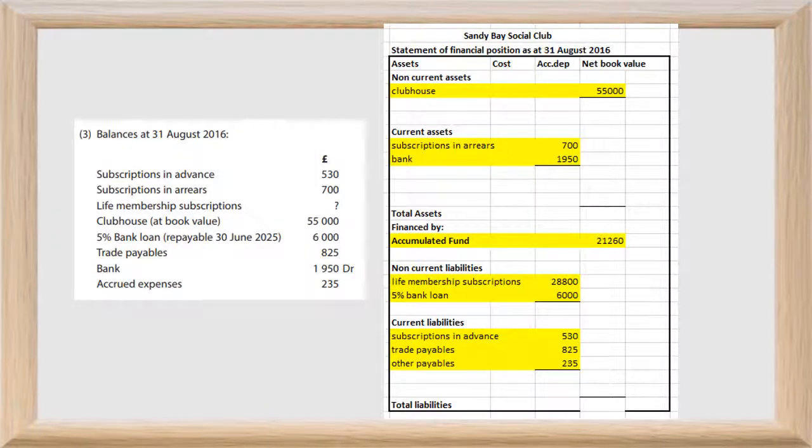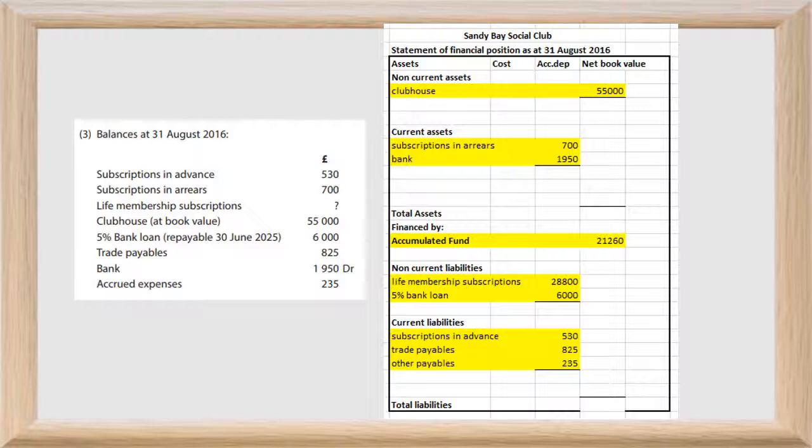Going through this, subscriptions in advance is a current liability. Subscriptions in arrears is a current asset. Life membership subscriptions balance, which is on the credit side of the life membership T account, is a non-current liability. This is because lifetime membership subscriptions are relevant for more than a year. Next, the clubhouse should be recorded as a non-current asset. 5% of bank loan becomes a non-current liability.